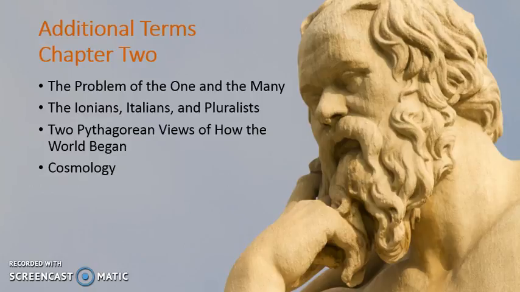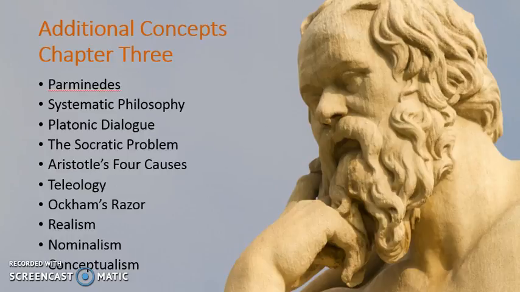And some additional terms that we haven't covered here, but that you'll want to know, are listed in the Week 2 overview, but I'm going to present them here as well. In Chapter 2, in addition to the things that we talked about, you need to understand the problem of the one and the many, the Ionians, the Italians, the pluralists, the 2 Pythagorean views of how the world began, and cosmology. Some of these may be on the exam, but to a lesser extent than the things that we covered.